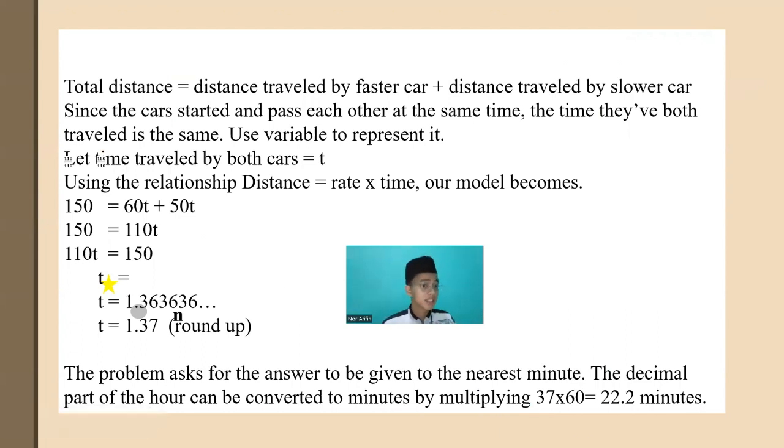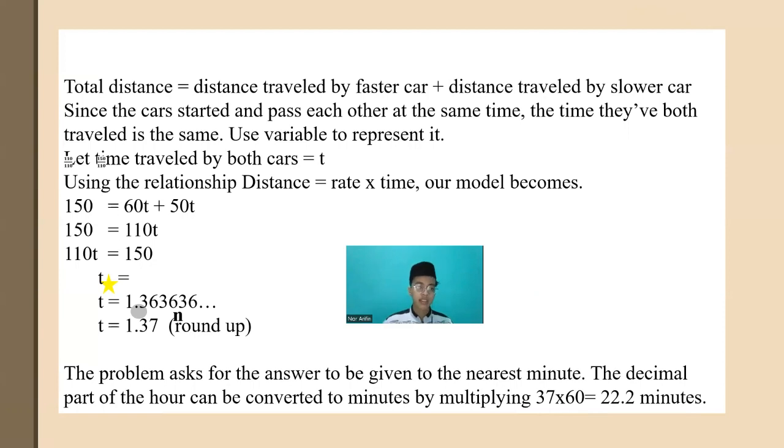So total distance is the distance traveled by the faster car plus the distance traveled by the slower car. Since the cars started at the same time, the time they both traveled is the same. We need a variable to represent this. Let t be the time traveled by both cars. Using the relationship distance is rate times time, our model becomes 150 is 60t plus 50t.